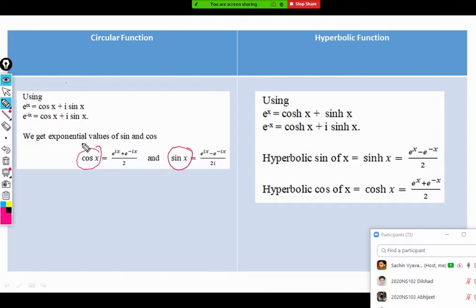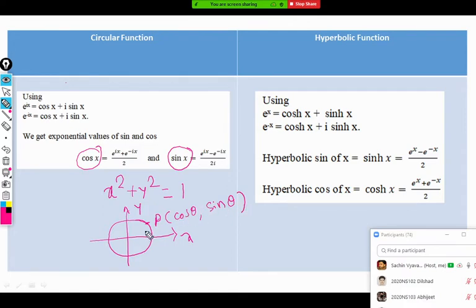Sin x and cos x are known as circular or trigonometric functions because they satisfy the equation of a circle, x square plus y square equal to 1. If we take y equal to cos theta and x equal to sin theta, then cos square theta plus sin square theta is 1, and that's the equation of a circle. For a unit circle, take any point P on the circle; its coordinates can be written as cos theta, comma, sin theta.